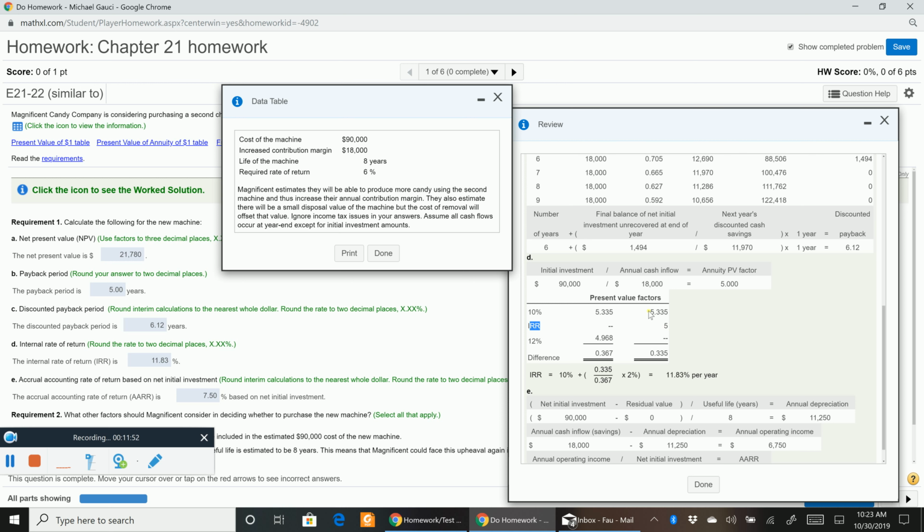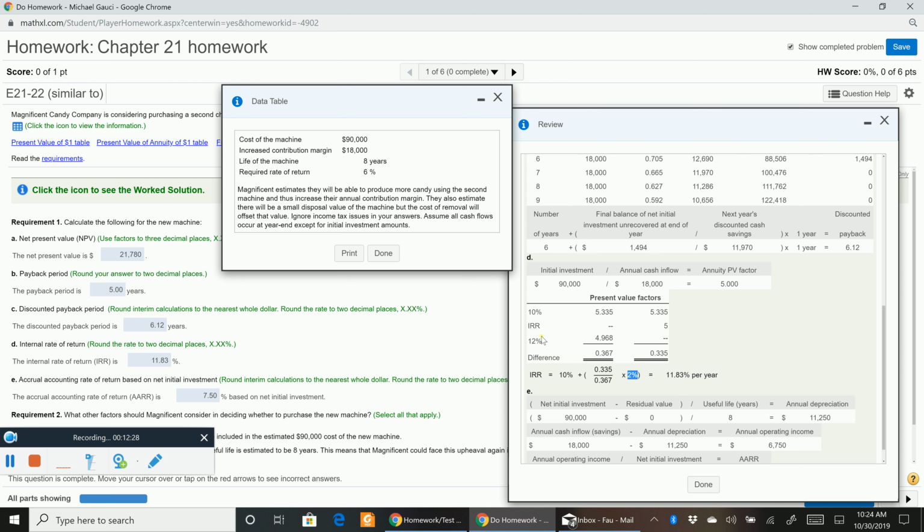And so if we take the 10% factor minus the internal rate of return factor of 5, the difference is 0.335. So the internal rate of return is going to be 10% plus a fraction. And the fraction is going to be this 0.335 divided by the 0.367 times 2%. The reason it's 2% is because it's the difference between the 10 and the 12.